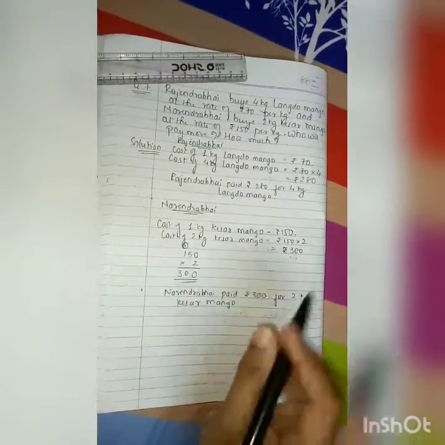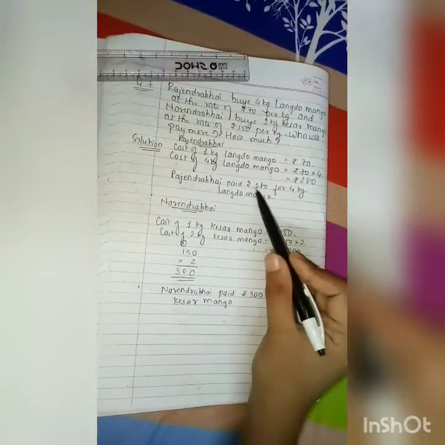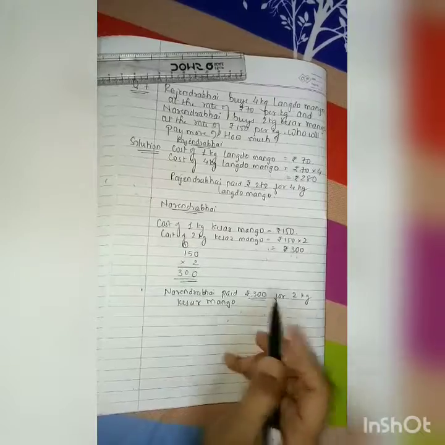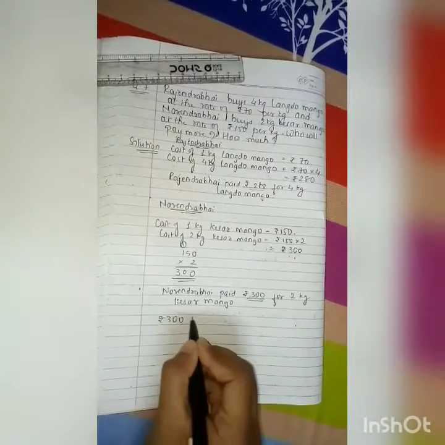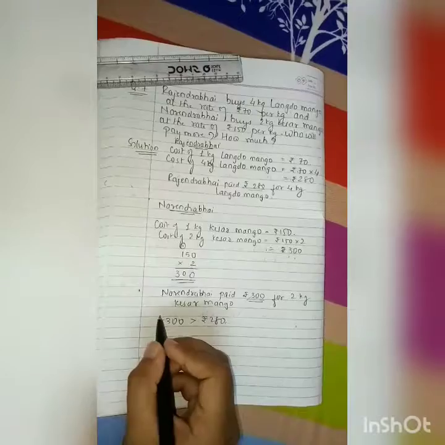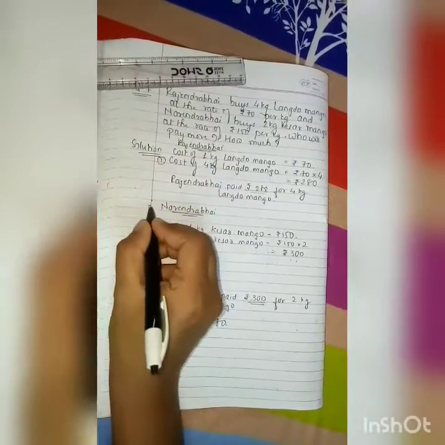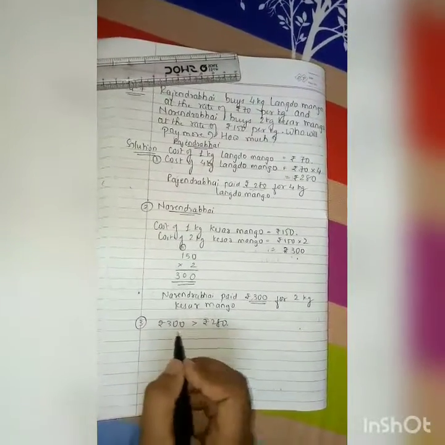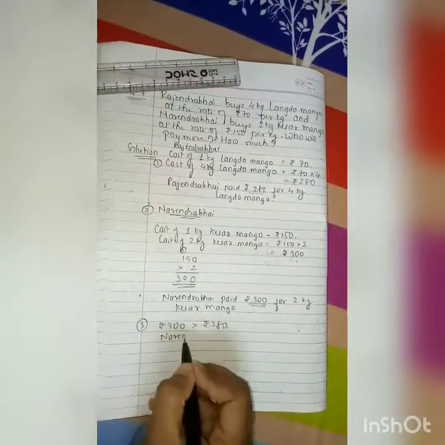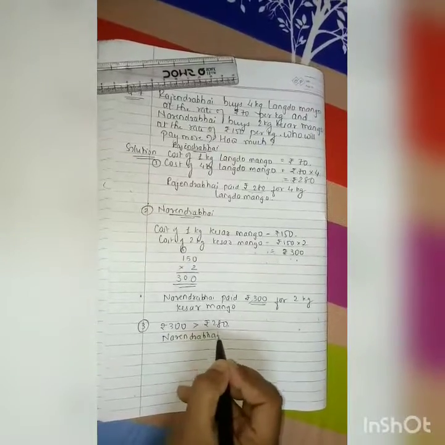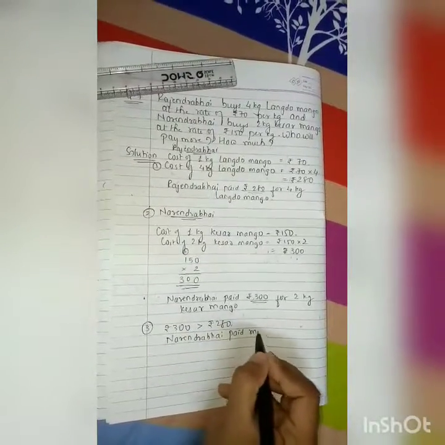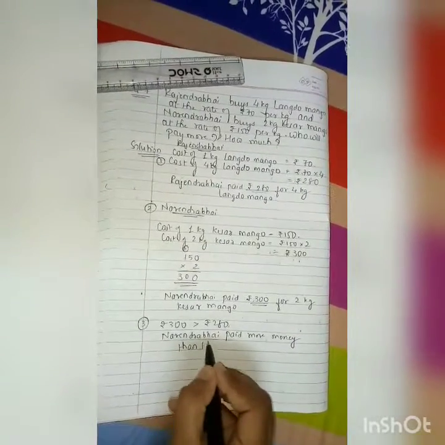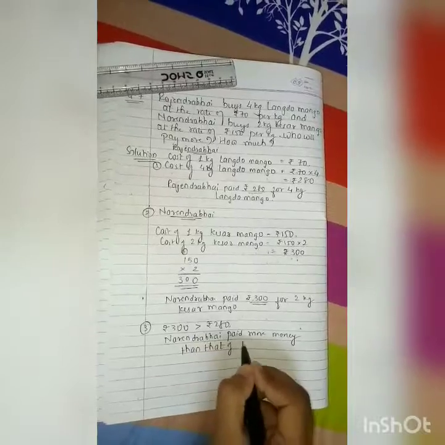Now we have to see who will pay more. So this is paid by Rajendra Bhai and this is paid by Narendra Bhai. So we know that rupees 300 is greater than rupees 280. Okay, so this one was first, this one was second, and this one is third. Question wise we should go. So who is paying more? Narendra Bhai paid more money than that of Rajendra Bhai. Okay.